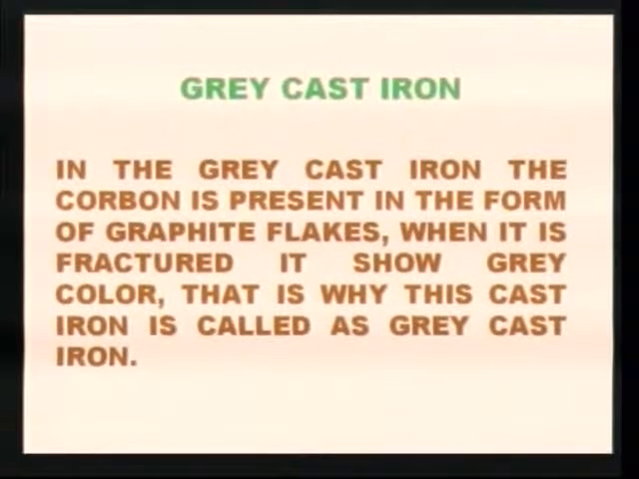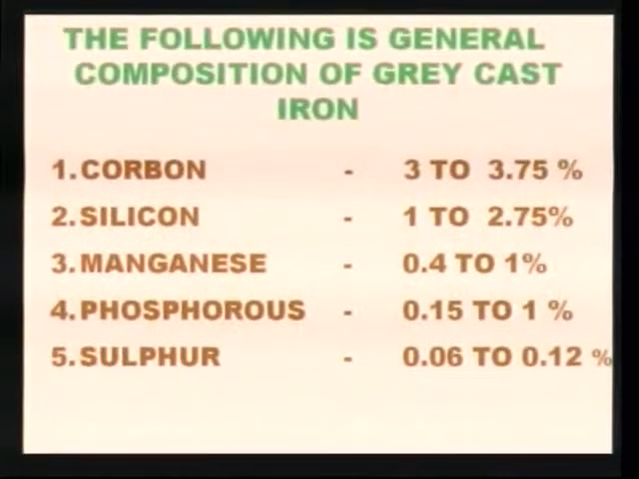In the grey cast iron, the carbon is present in the form of graphite flakes. When it is fractured, it shows grey color. That is why this cast iron is called grey cast iron. The following is the general composition of grey cast iron.